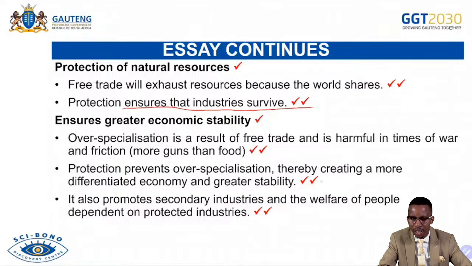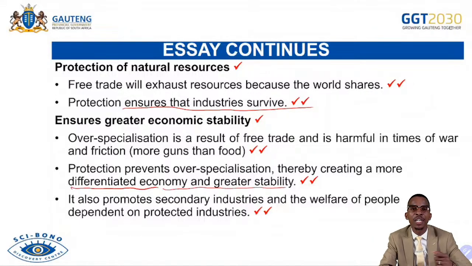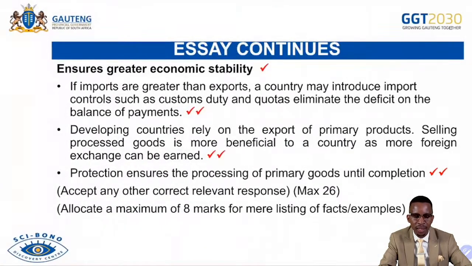Protection prevents over-specialization, thereby creating a more differentiated economy, meaning there will be a diversified economy in a country because the country is able to produce a variety of goods and services, which will cause greater stability in the economy. It also promotes secondary industries and the welfare of people dependent on protected industries. So the secondary sector will be protected and promoted because local firms will be encouraged to produce more goods and services, which will promote the secondary, manufacturing sector. Ensures greater economic stability.